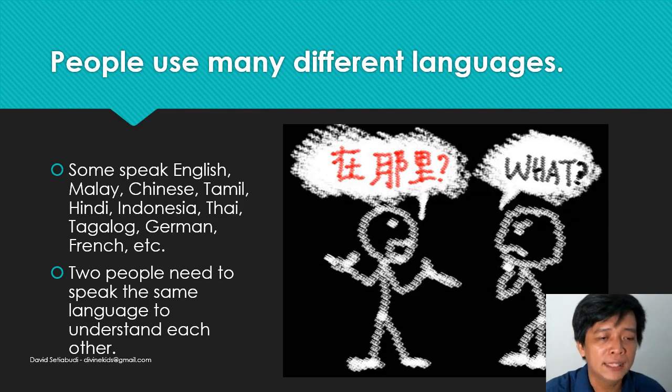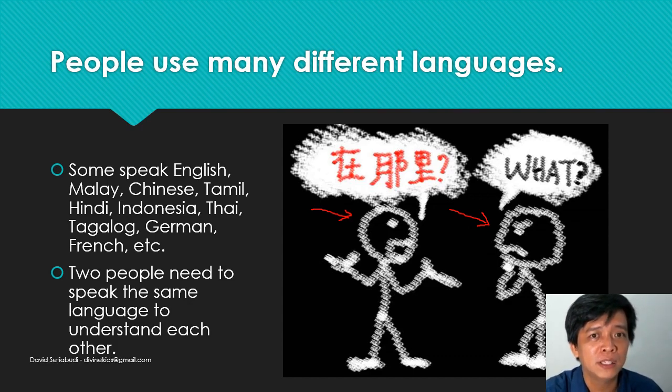Okay, so let's see. From this cartoon, we can see the first person say 在哪里? But the second person doesn't understand what the first person is talking about and says, what? See, they don't understand each other because they don't speak the same language.